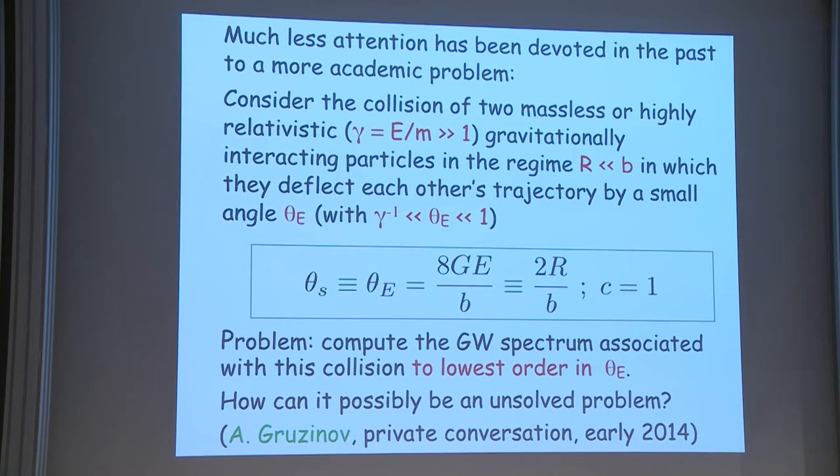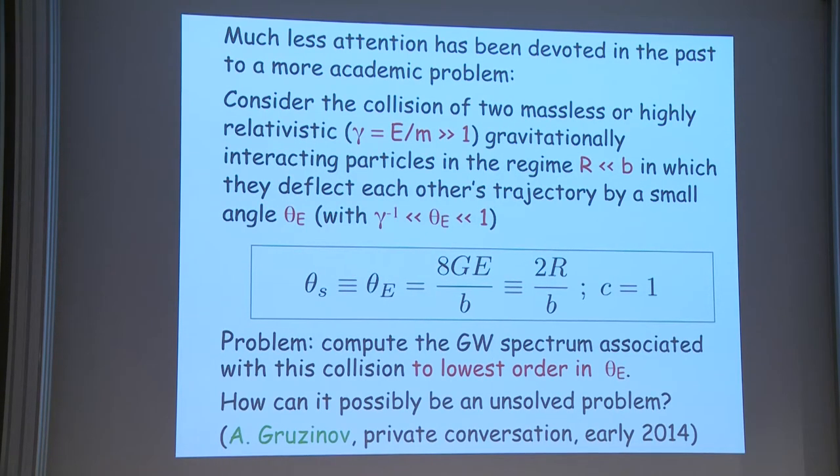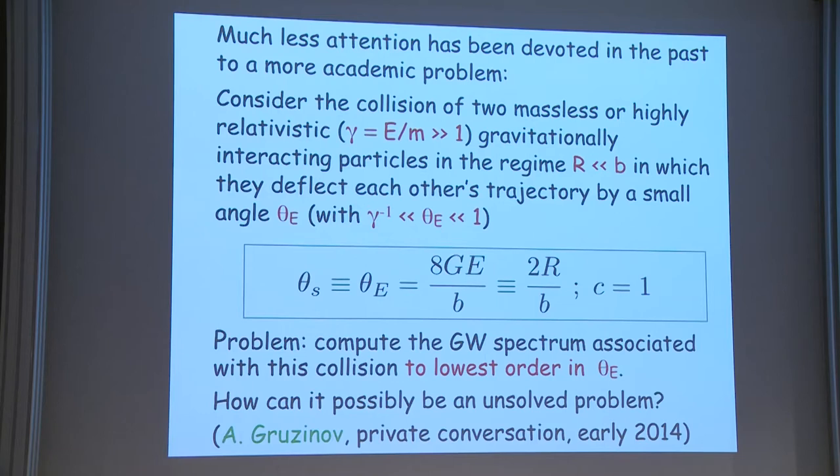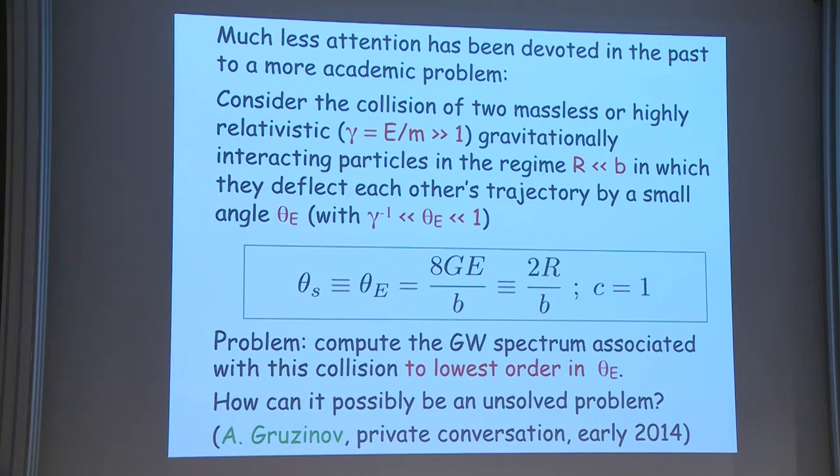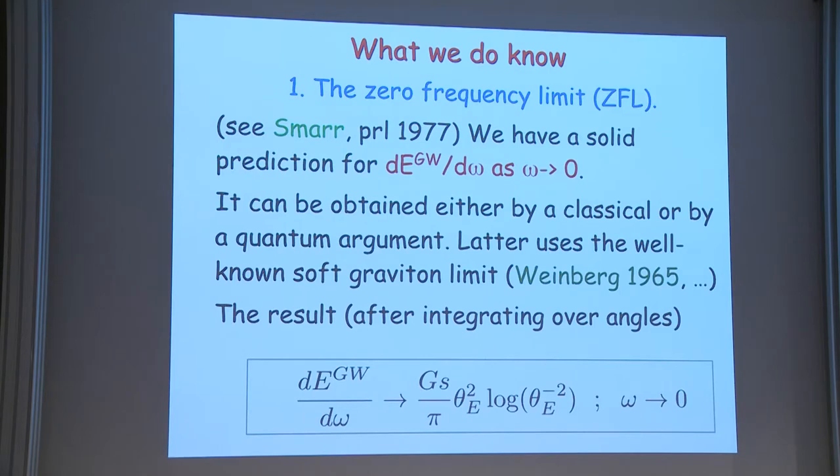Now, the problem is to compute the gravitational wave spectrum which is associated with this collision to lowest order in the deflection angle. I remember I was having lunch at New York University, next to Andrei Gruzinov, and he asked me, how can it possibly be an unsolved problem? Yet I had asked several experts about whether that problem had been solved, and nobody gave me a solution. So we decided to work on it, and the classical general relativity calculation is based on work I did together with Andrei Gruzinov.